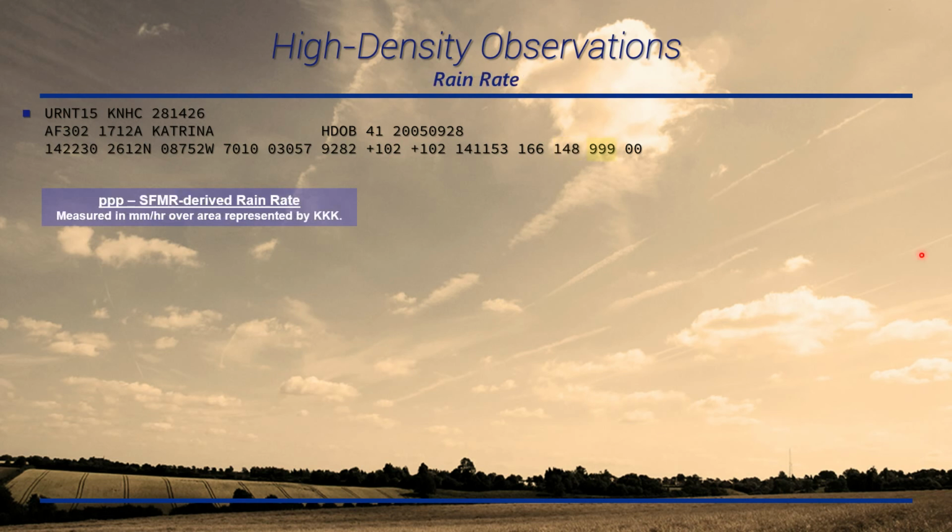Alright, next column is rain rate. Again, this is derived from the stepped frequency microwave radiometer, and this is in millimeters per hour. The 999's there, kind of not getting any reading, but usually this would give you the rain rate per hour.